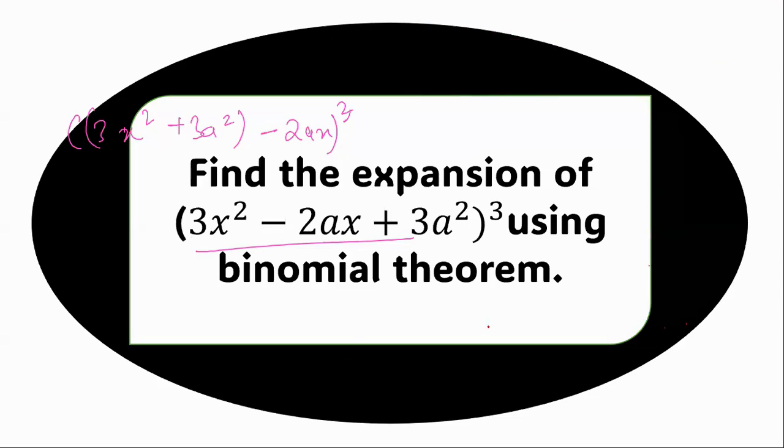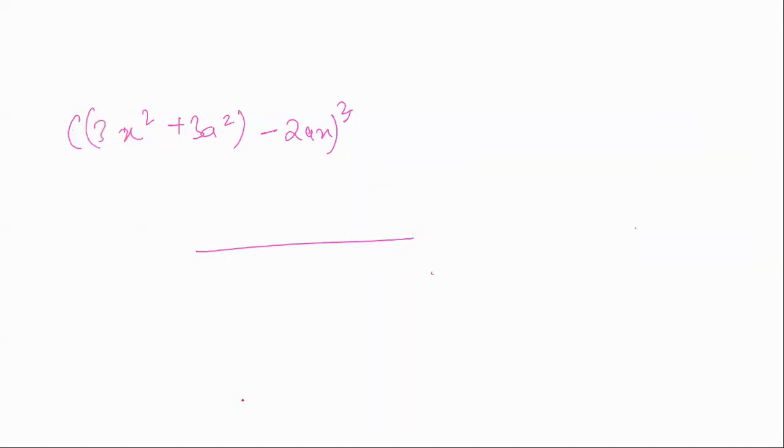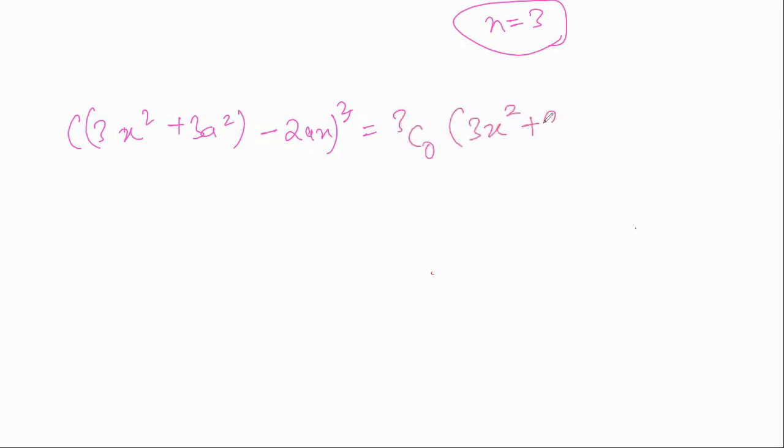So let's do it. n is equal to 3 and r, we have to take from 0 till n, and that is 3. 0 to 3, I have to take 0, 1, 2, 3. So the first term, when r is equal to 0, is 3C0, a, that is (3x² + 3a²) raised to the power 3 minus 0, and (2ax) raised to the power 0.